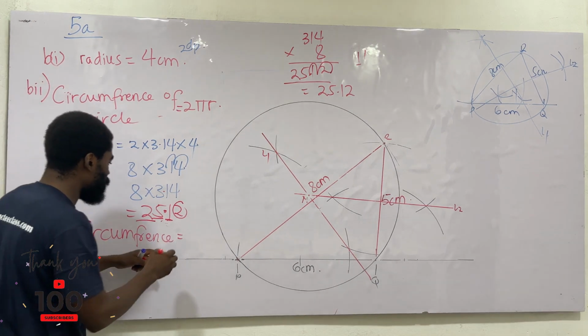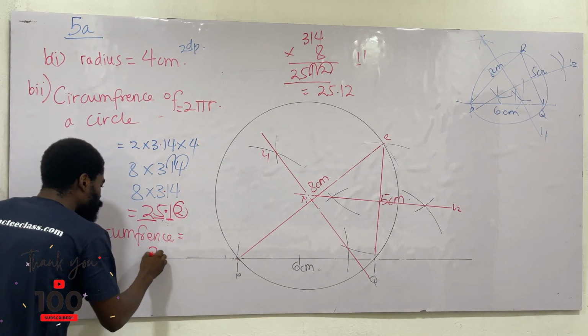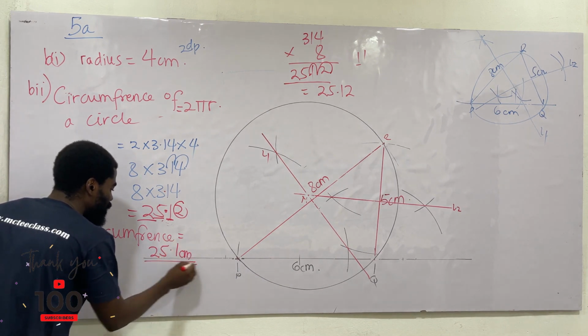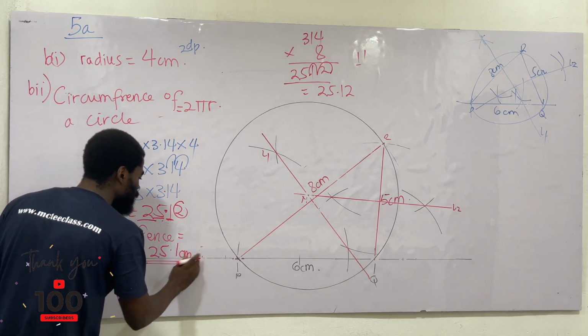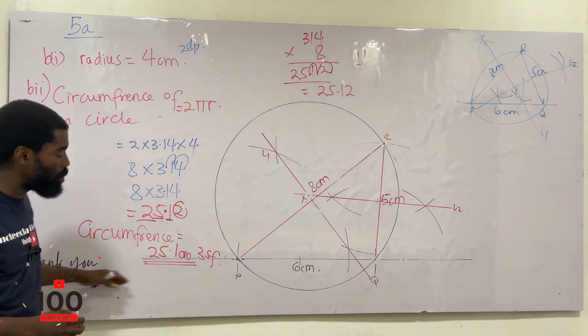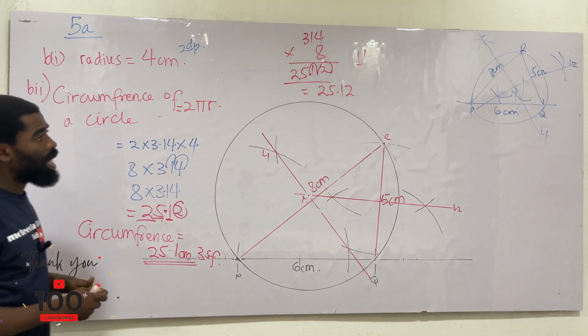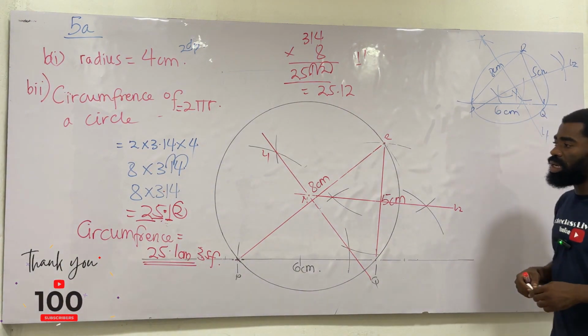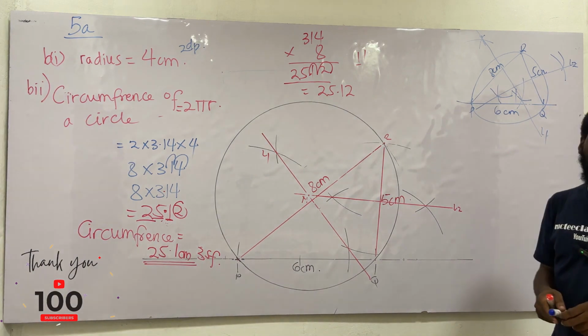will be equal to 25.1 cm. This is the three significant figures, 3SF. Three significant figures means seeing only three important numbers. So this is our answer to question 5, and that ends our lesson for today.